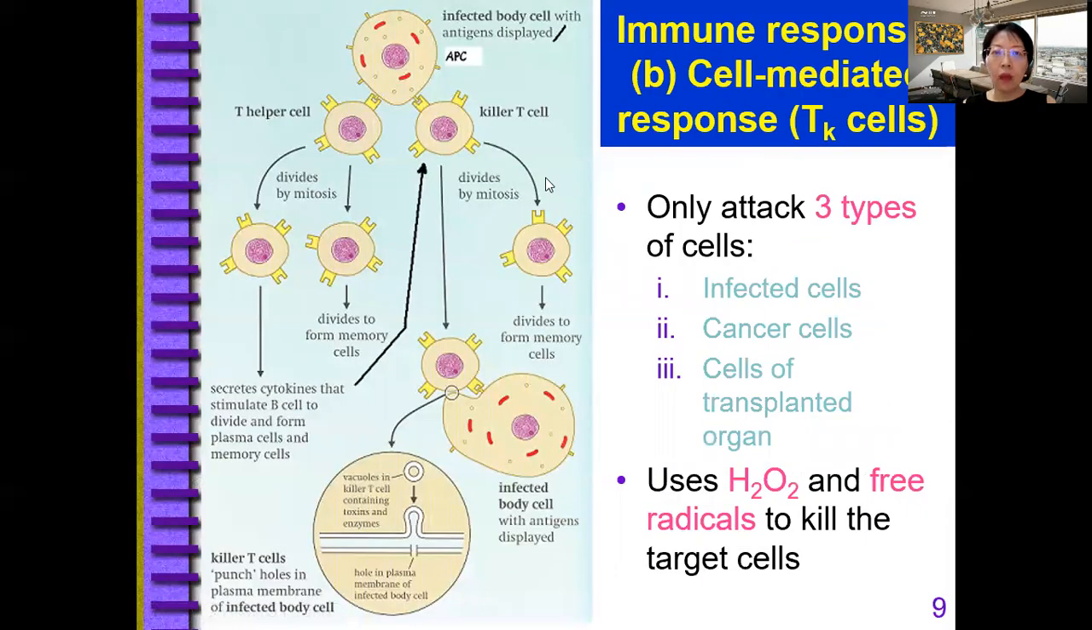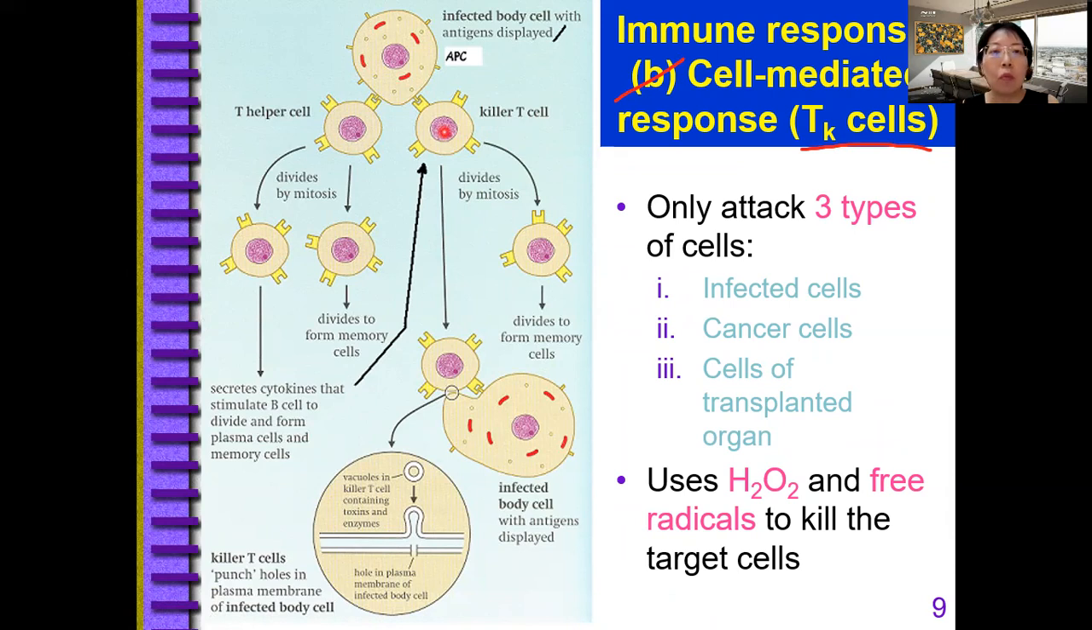Now, just now we looked at the humoral response, where the B cells are activated in order to produce plasma cells and memory cells, and plasma cells secrete antibody. Now we're going to look at the cell-mediated response, where the T helper and T killer cells will be activated. In the same way, we've got an APC that presents the antigen, so the T helper cell and killer T cell will be activated.